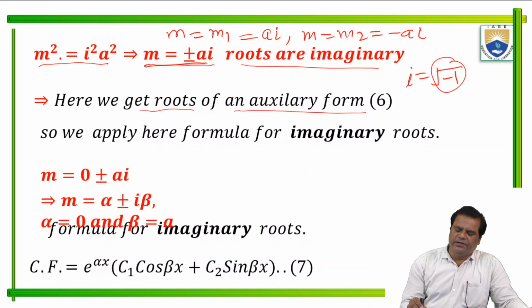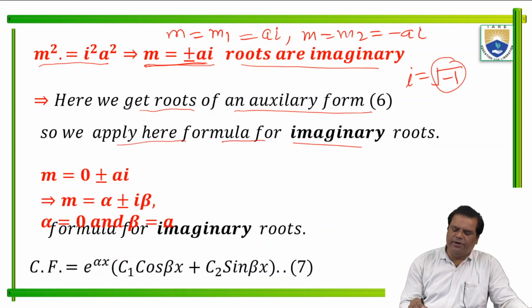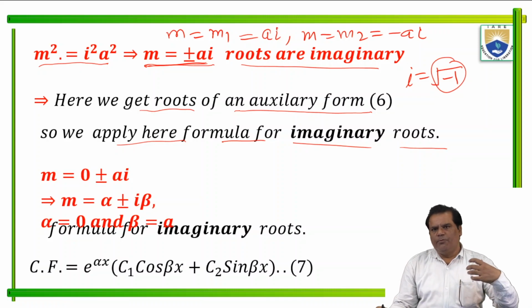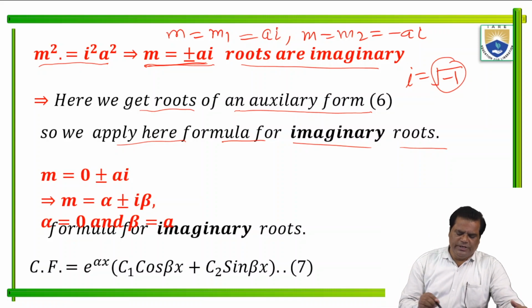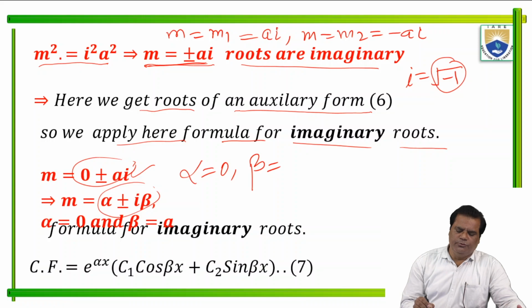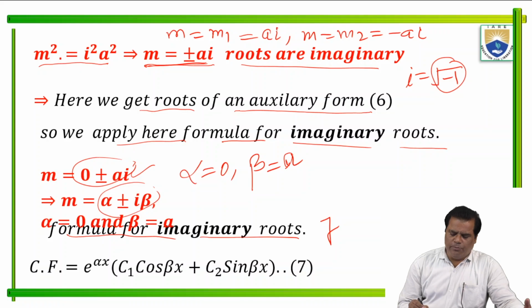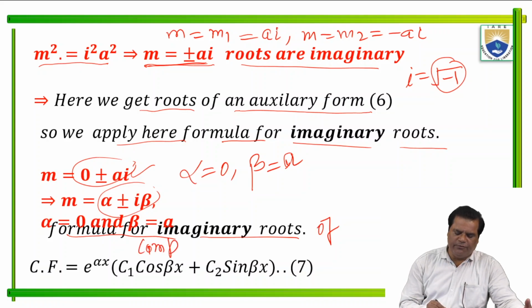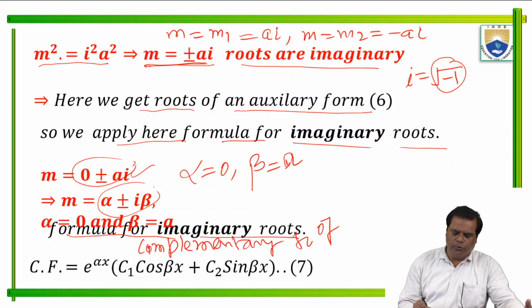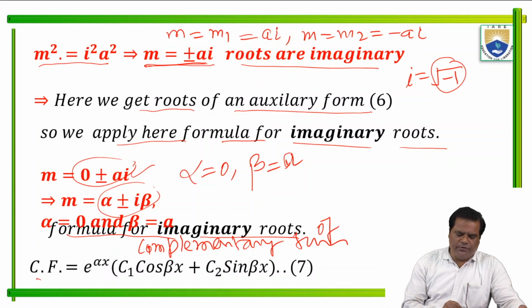So here we get the roots of the auxiliary form of 6. Now we apply the formula for the complementary function when the roots are imaginary. Here m equals plus minus ai, and roots of this form are alpha plus minus i beta. Comparing, alpha is 0 and beta is a. So now the formula for the complementary function with imaginary roots.